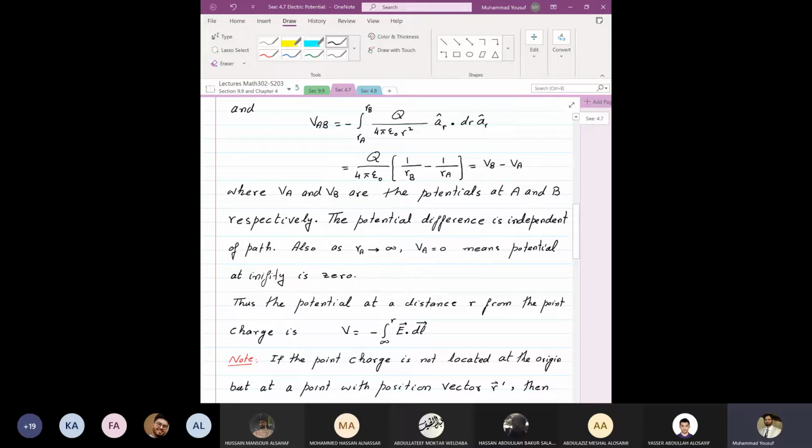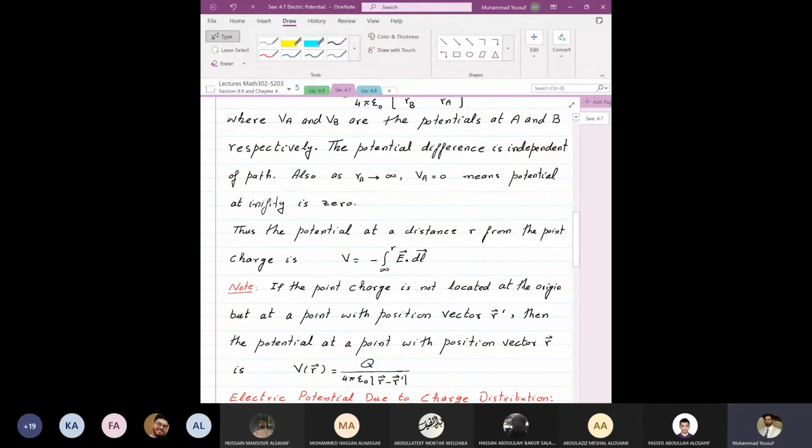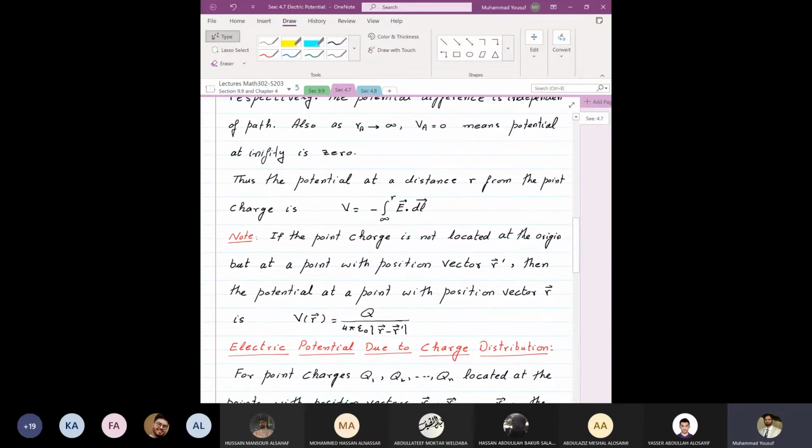Okay, so the potential at any distance r from the point charge, where r is the distance from the charge, is given by this one. And if the point charge is not located at the origin but at some other position, recall that the position vector of a point is the vector from the origin to that point.